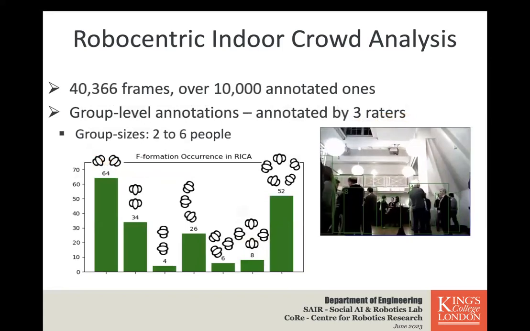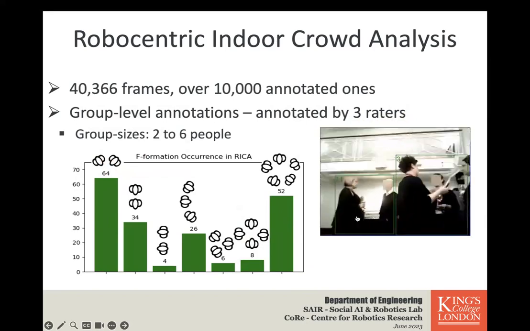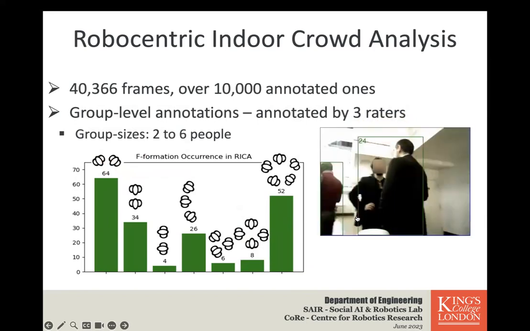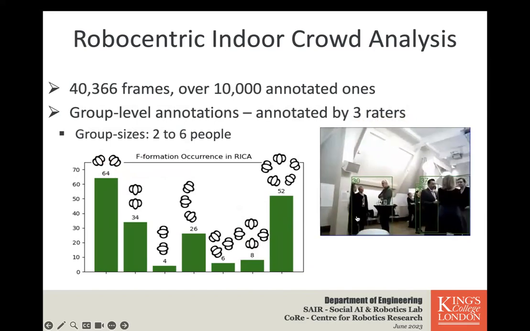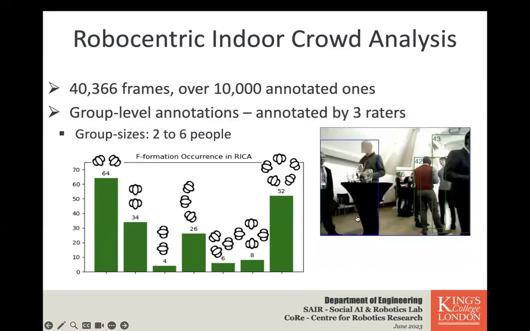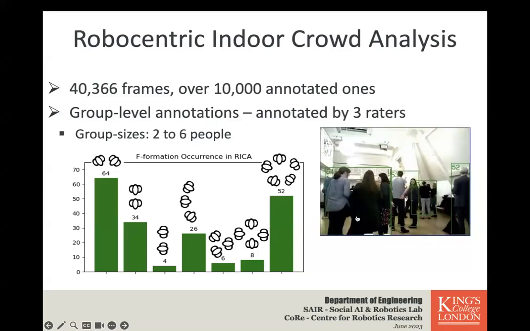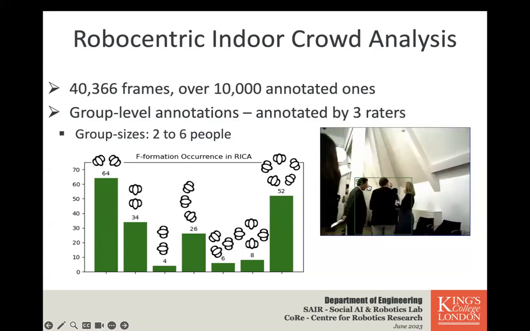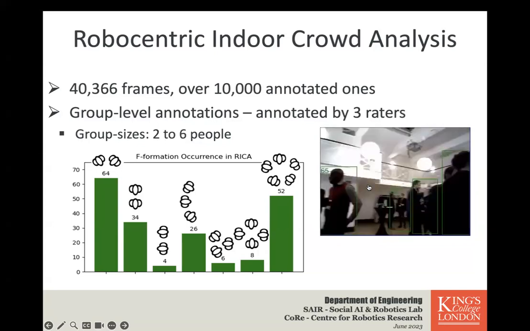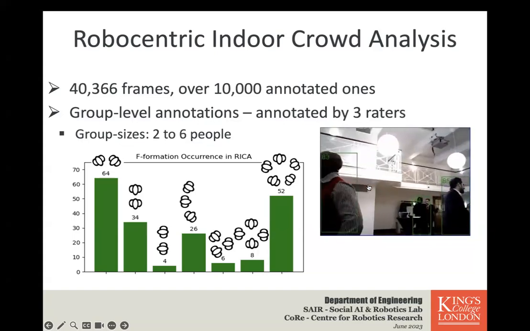And as you can see, the task is not so easy. Here is a sample video. It is very different because the robot is moving. People are occluding each other, and there are illumination changes and blur, and the video quality is also not great because the robot doesn't have very good onboard cameras. The idea is whether we can detect groups from this kind of video recording, and then help the robot navigate in an environment like this.